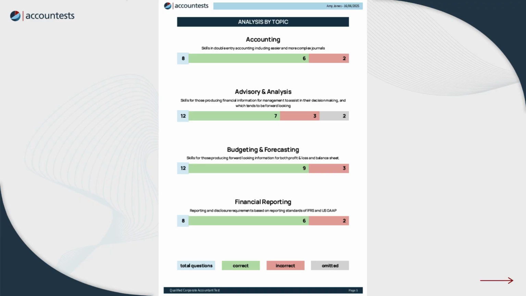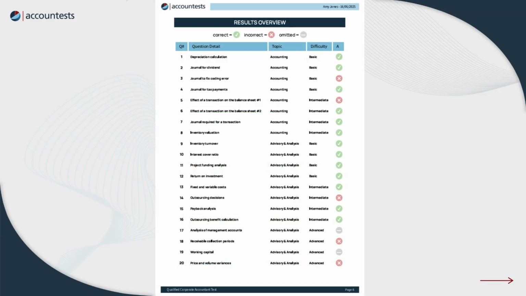So this is the debits and credits, making sure that the candidate has intuitive understanding of some more complex accounting. Advisory and analysis is using the financials to help management make decisions. Budgeting and forecasting is around producing forward-looking information both for profit and loss and balance sheet. And financial reporting is showing an understanding of the financial reporting standards, and that includes formal reporting standards such as IFRS or US GAAP.